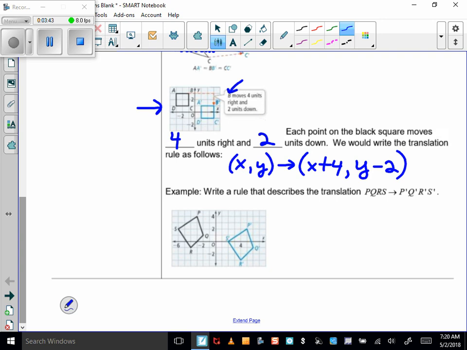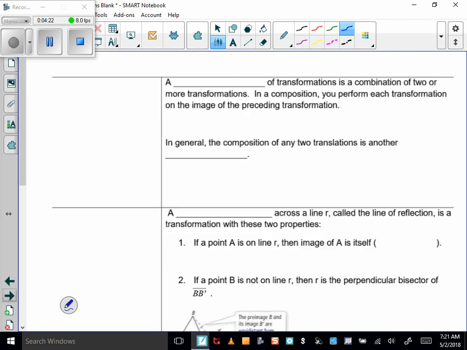Okay, look at this one. Write a rule that describes the translation of the quadrilateral PQRS to its image. So what I'm going to do is I'm just going to pick one of the vertices. I'm going to pick R because it's down here closest to my hand where I'm writing. And let's see, I go 1, 2, 3, 4, 5, 6, 7, 8 units to the right. So my rule is going to be X goes to X plus 8, and Y goes 1, 2 units down. So Y minus 2. All right, simple as that.